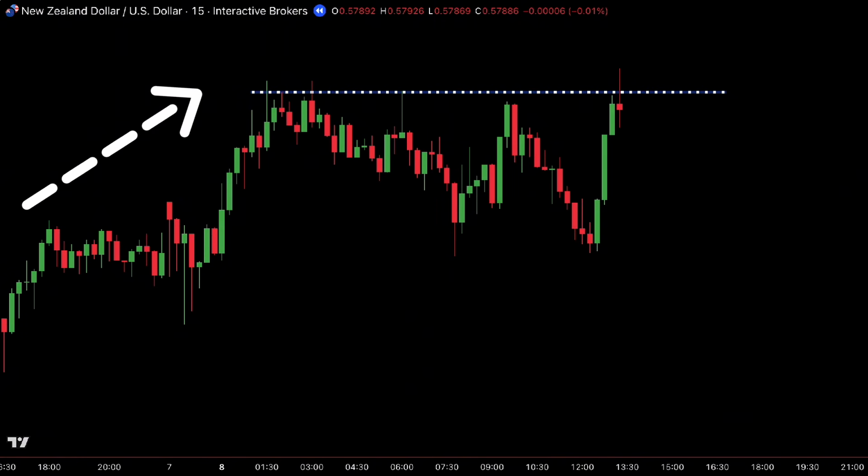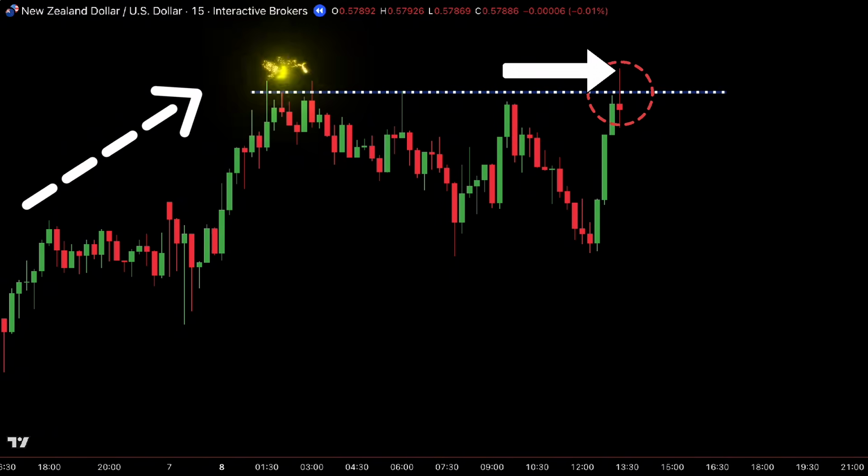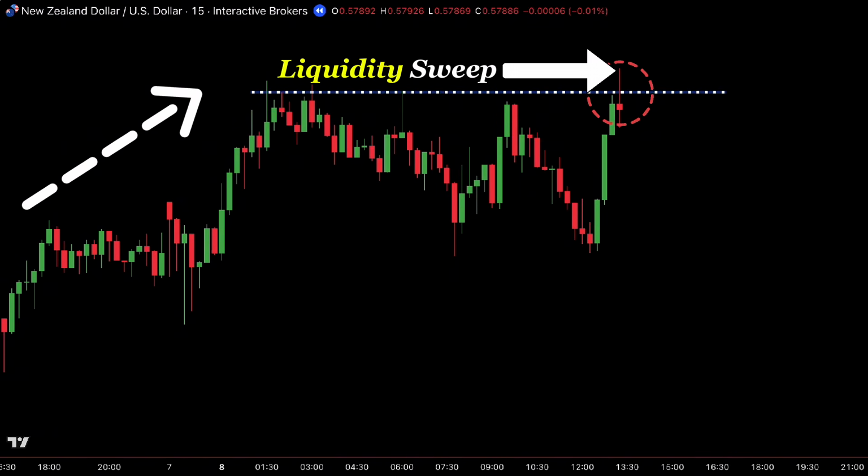Now look at what happens next. Price goes back to the resistance level, breaks above it, triggers the liquidity sitting above the highs, and then closes back below the level. This is a textbook liquidity sweep, what Wyckoff called the upthrust. This tells us that institutions trapped buyers above the resistance and the next move is likely to be down.